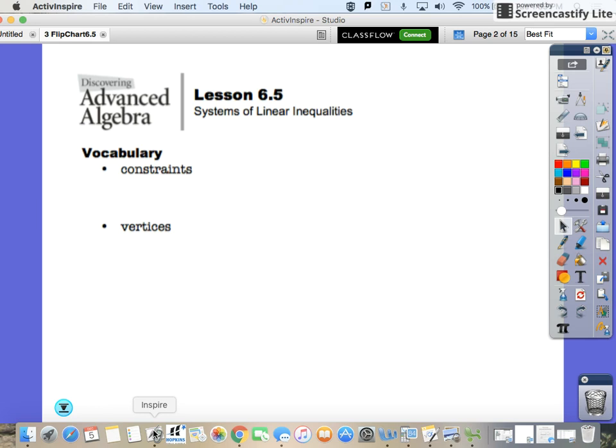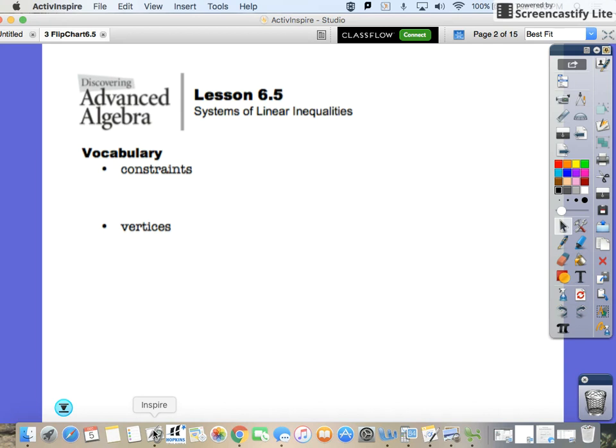All right, we are on lesson 6.5 on systems of linear inequalities for algebra 2. Let me try that again. Systems of linear inequalities for algebra 2. So there's a couple words that we'll define before we start working with them.